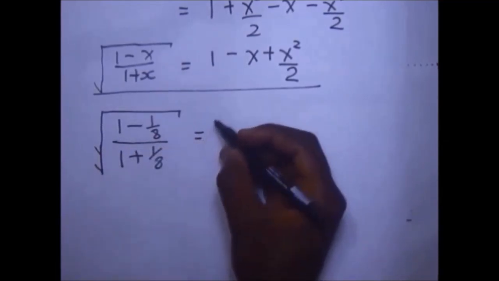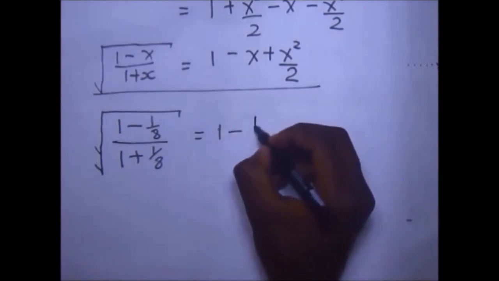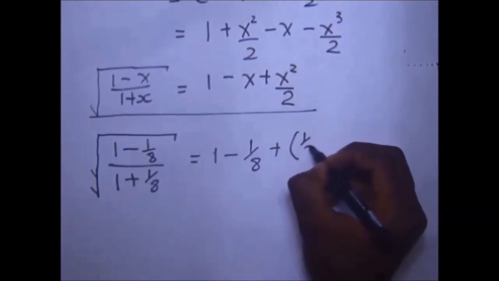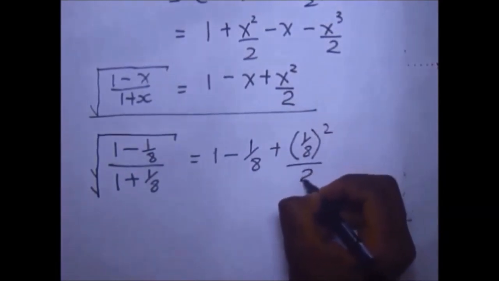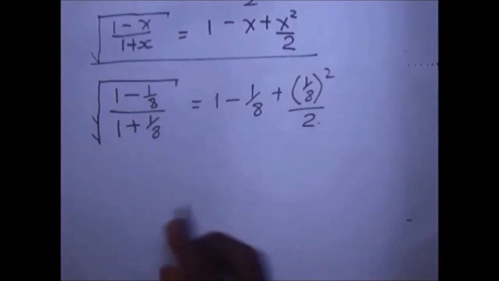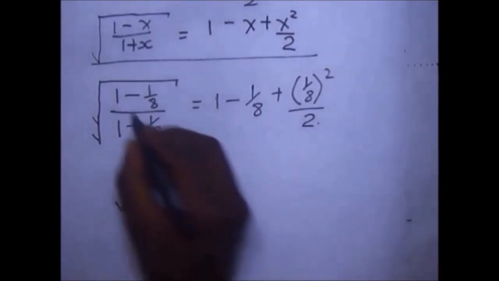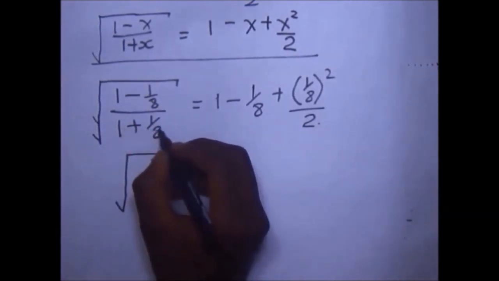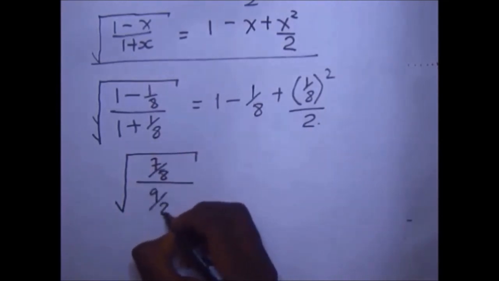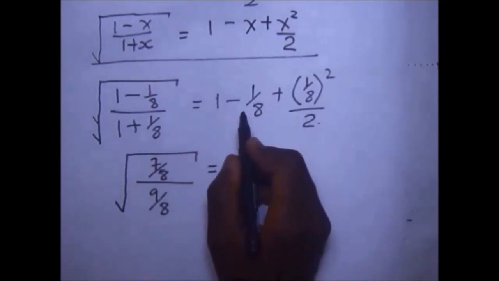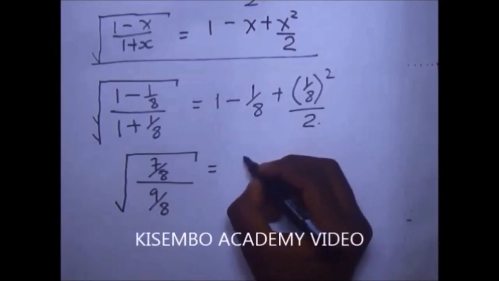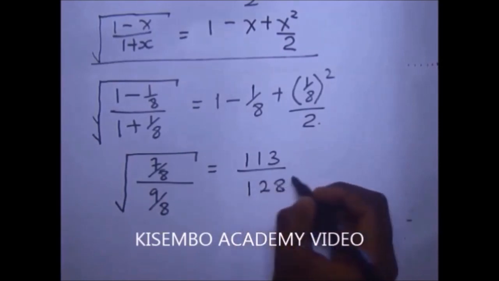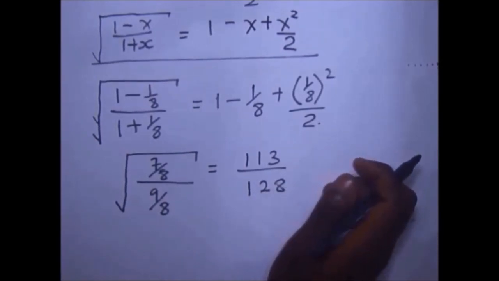That's going to be equal to 1 - 1/8 + x², where x² is (1/8)², divided all by 2. So now 1 - 1/8 is going to give us 7/8, divided by 1 + 1/8, which is going to give us 9/8, is equal to, now all this is going to give us 113 divided by 128, when I punch it in my calculator here.